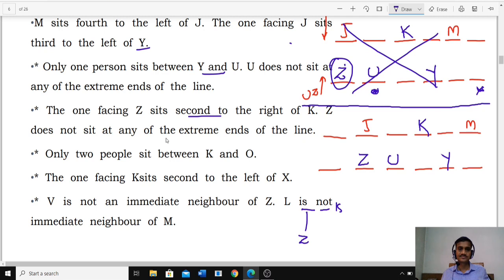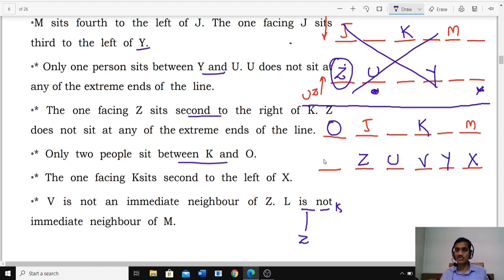Next one. Only two people between K and O. Tell me how many people are between K and O. Two people, hence O must be here. The one facing K sits second to the left of X. Facing K sits second to the left of X. X is here. V is not an immediate neighbor of Z. V cannot be here. V is here.